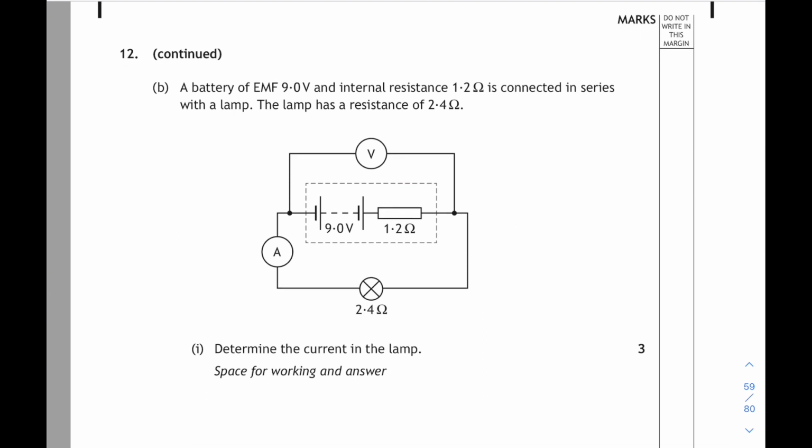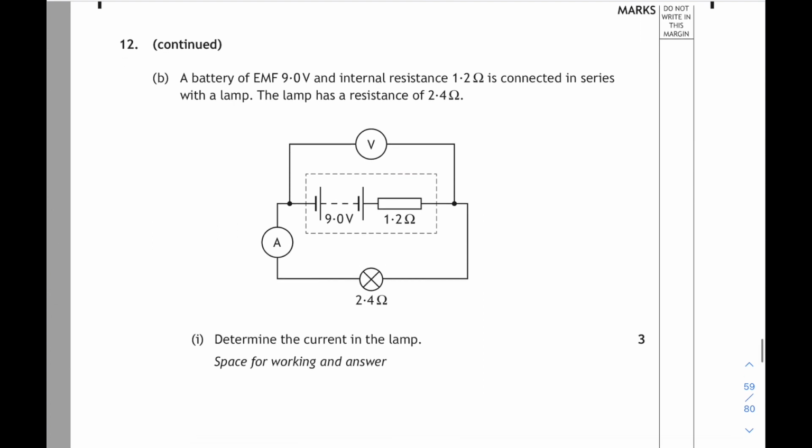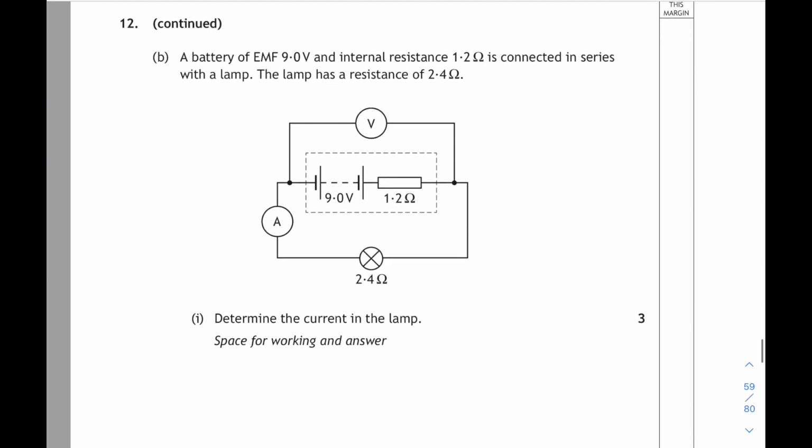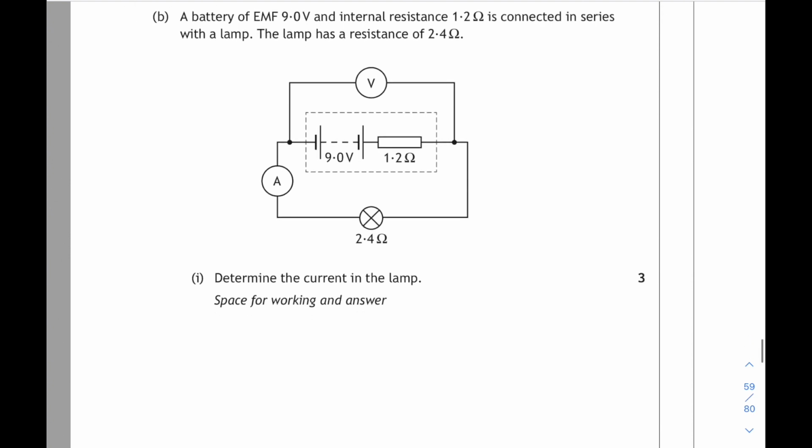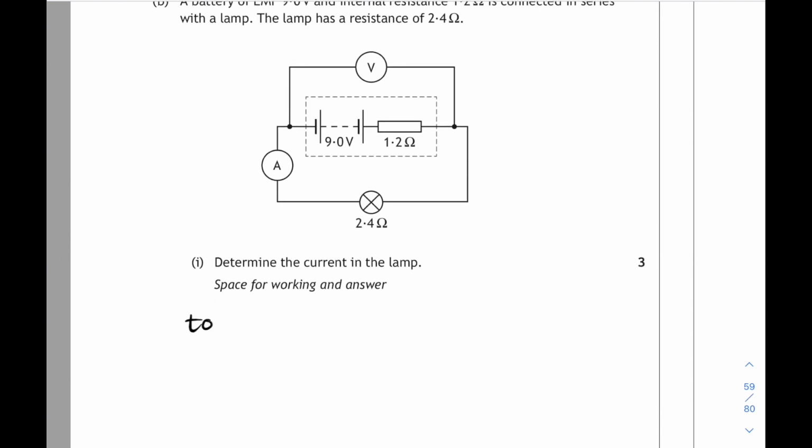12 part B, a battery of EMF 9 volts and internal resistance of 1.2 ohms is connected in series with a lamp, and the lamp's got a resistance of 2.4 ohms. And we've to determine the current in the lamp. Well, there's an easy way to do this, because that's just a series circuit. And really, from your National 5 knowledge, you could do this just by using Ohm's law.